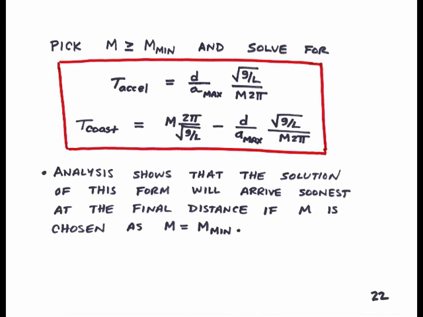Should one choose m to be m_min, or should one choose it to be a larger value? My analysis has shown that solutions of this form will arrive soonest at the final position if m is chosen as m_min. To close this presentation, we'll look at a simulation where the timing has been chosen in this optimal fashion.